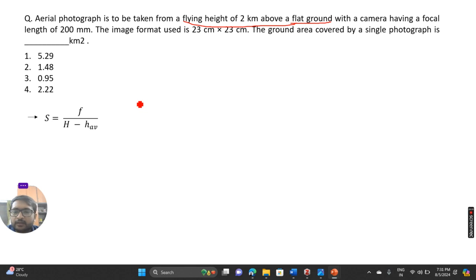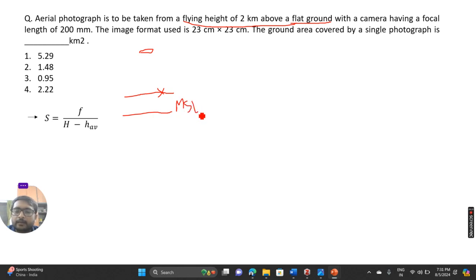When you draw this, let's say this is your aircraft and this is your ground, and you are measuring this particular point over here, and then we have the datum over here, which is the mean sea level or datum.